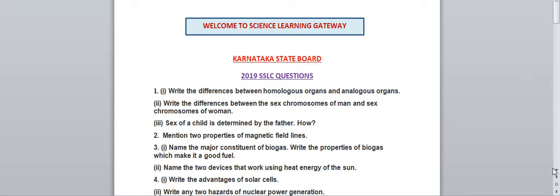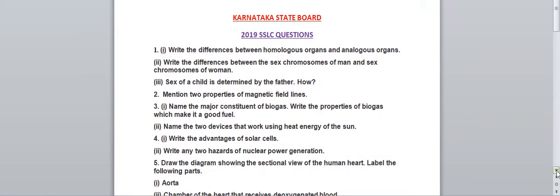So the first question we have is from the lesson Heredity and Evolution. The first question is, write the difference between homologous organs and analogous organs. For this, you will make a table, and on one side you will write homologous organ and on the other side you will write analogous organ.